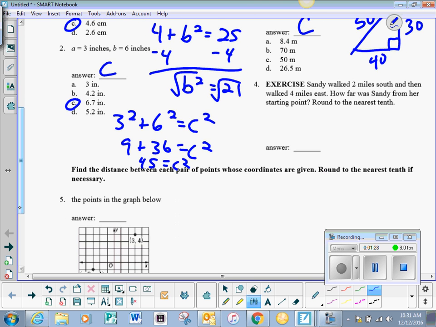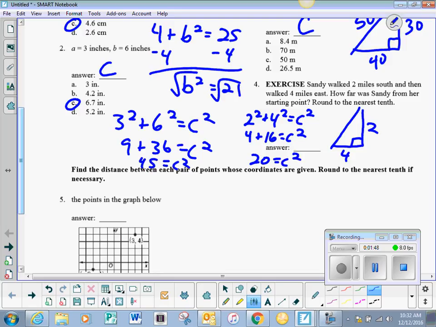Number 4, Sandy walked 2 miles south, 4 miles east, and so 2 and 4, so we're finding the hypotenuse. So 2 squared plus 4 squared is C squared, so 4 plus 16 is C squared, so 20 is C squared. So C is going to be the square root of 20, which rounded to the nearest tenth is 4.5.